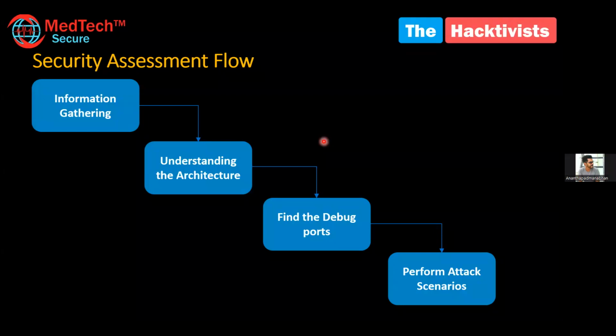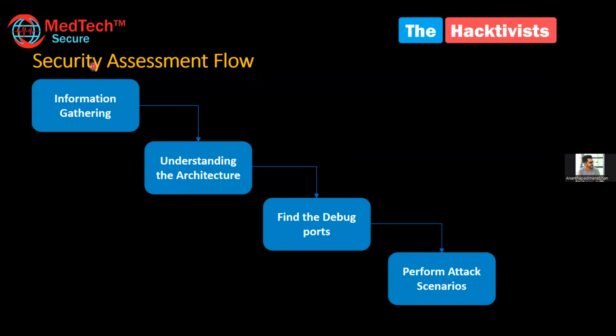Suppose I'm getting a medical device, keep it as an X-ray device itself. I got an X-ray device, but how do I know what kind of protocol it is using, what kind of components it has? So in this security assessment flow, we'll be looking into the step by step procedure for pen testing a device, how to find out what all the protocols and the kind of components being used are, and after finding them out, how to test them from a security perspective to check for any kind of vulnerabilities.